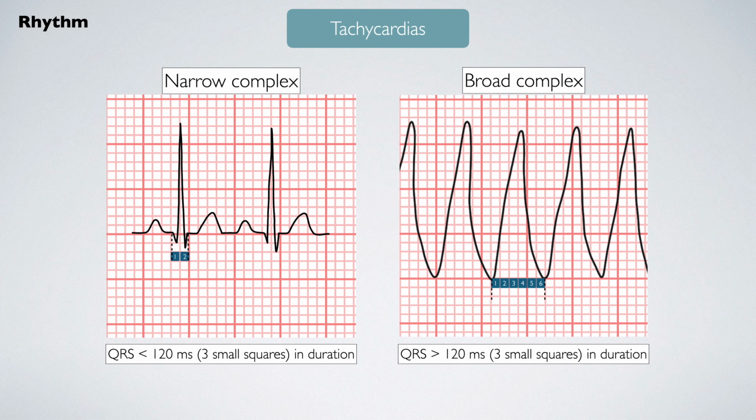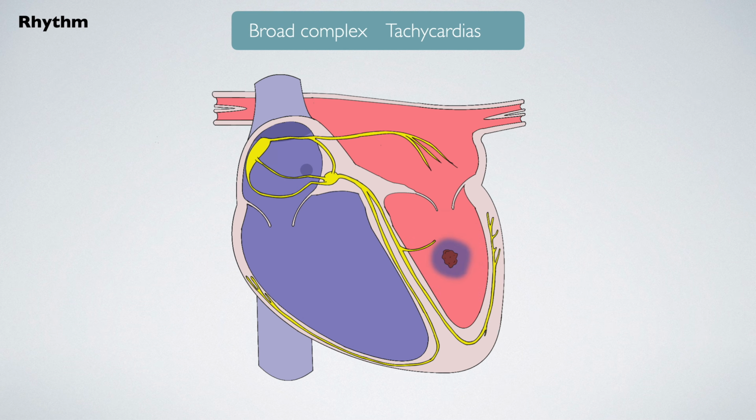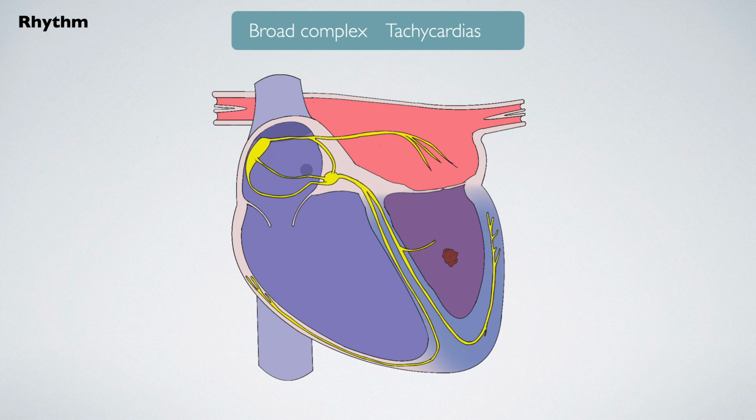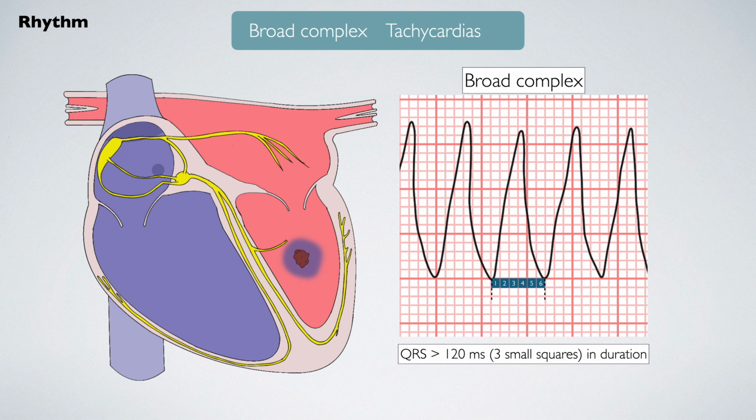We'll now move on to the broad complex tachycardias. This group of arrhythmias are life-threatening because the conduction in the lower chambers of the heart does not rely on the His-Purkinje system. Instead, conduction occurs from myocyte to myocyte, leading to asynchronous ventricular depolarization. This creates broad QRS complexes on the ECG trace that have a long duration.